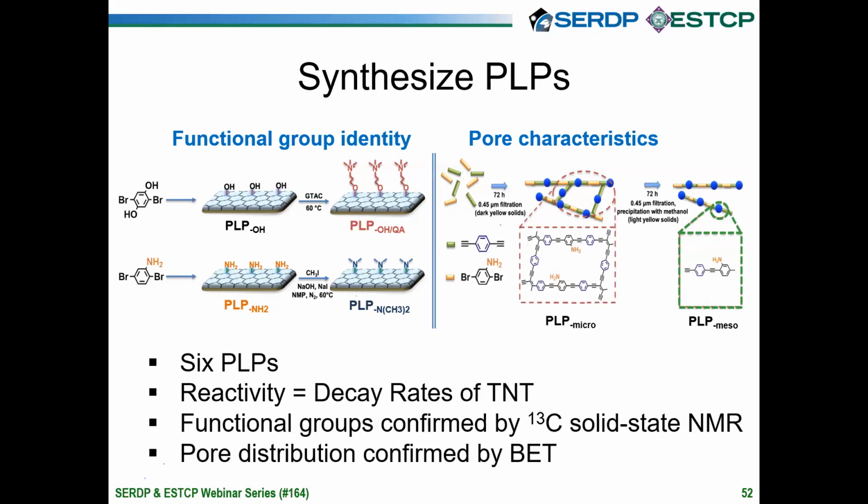We also synthesized 2 PLPs with different pore characteristics on the right. Specifically, the PLP micro has a mixture of micropores and mesopores, versus the PLP meso has no micropores. The reactivity of all 6 PLPs is then monitored by the decay rates of TNT, which is a legacy explosive and also a structural analog to DNAN. Both the functional group and pore distribution are confirmed, and the results are in my backup slides.